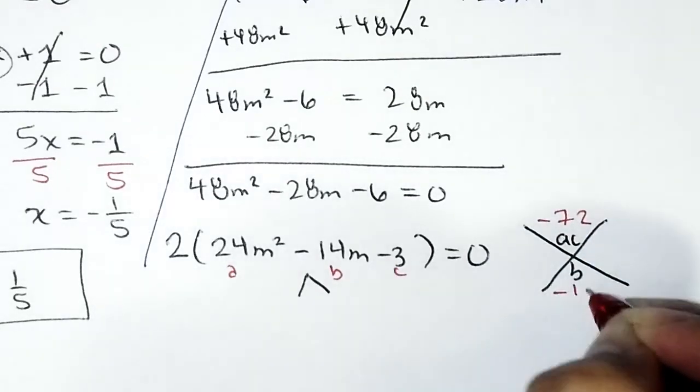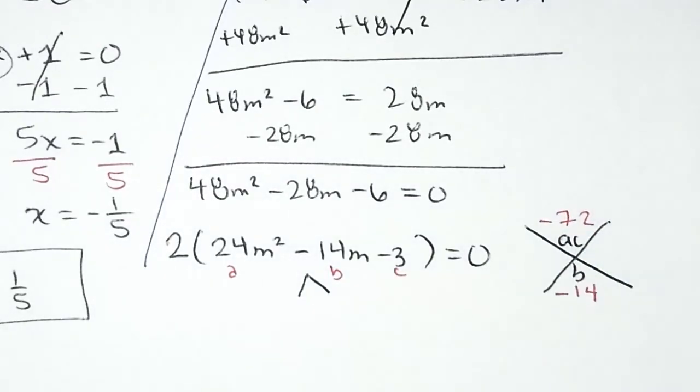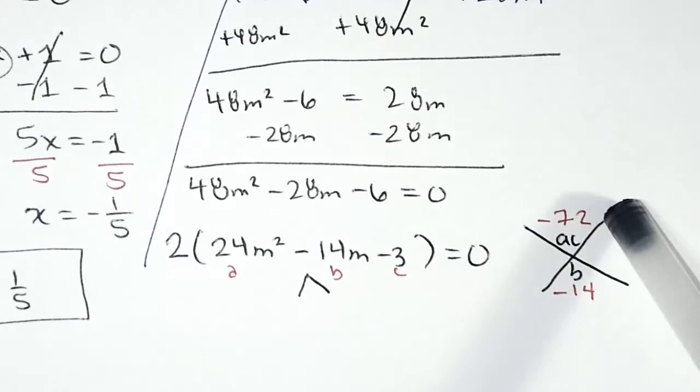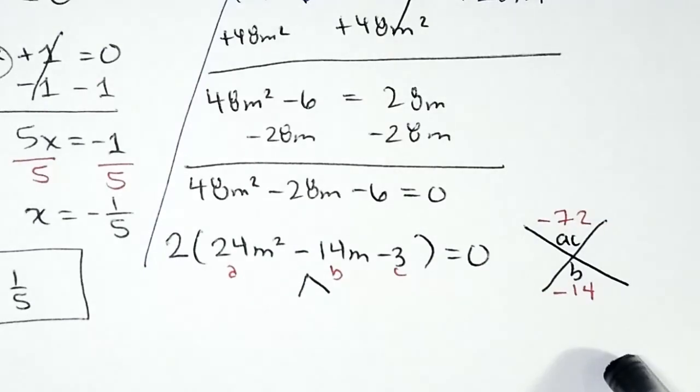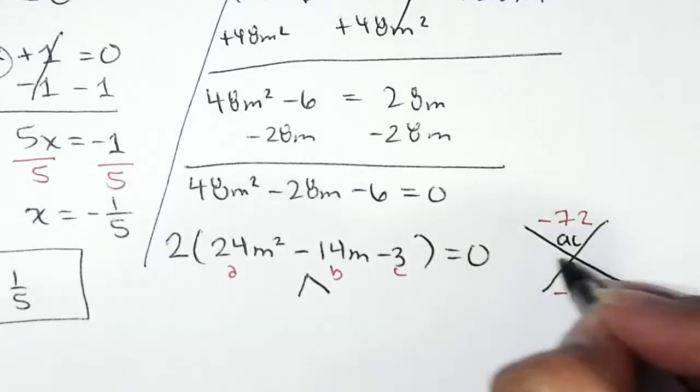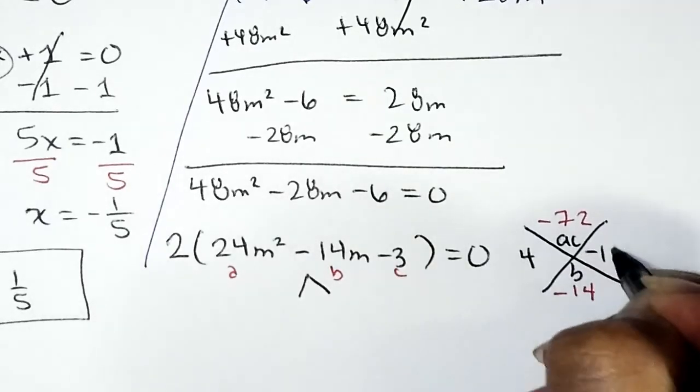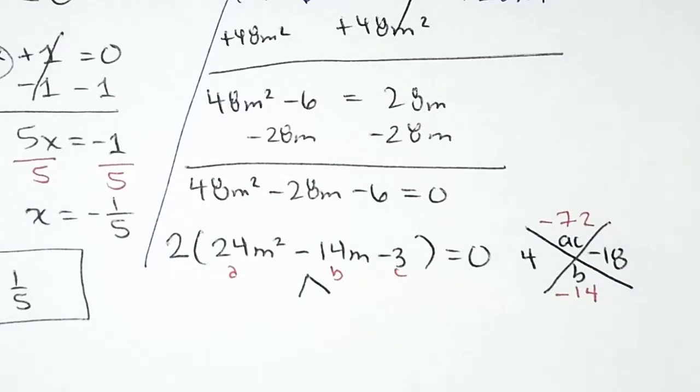Value of B is -14. So we want factors of -72 that add up to -14. For the length of this video, I'm going to give you those numbers, but you can reference an earlier video that will show you what I do when the numbers don't come to me. Okay, so that was my last disclaimer.